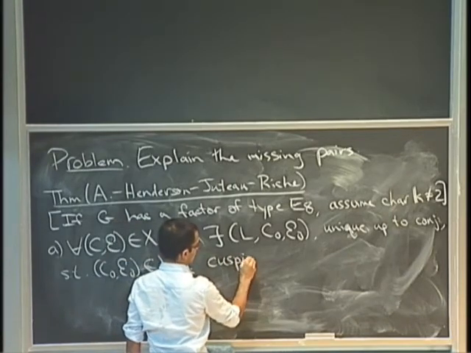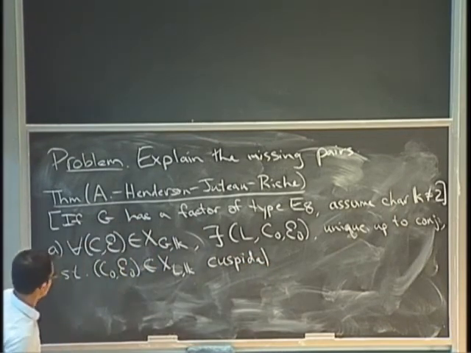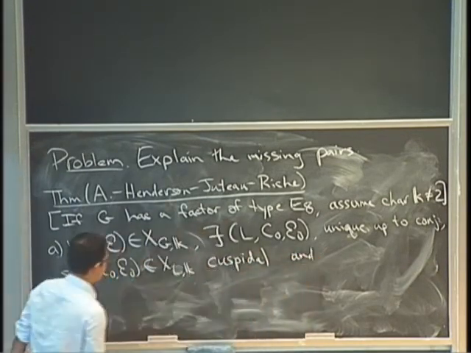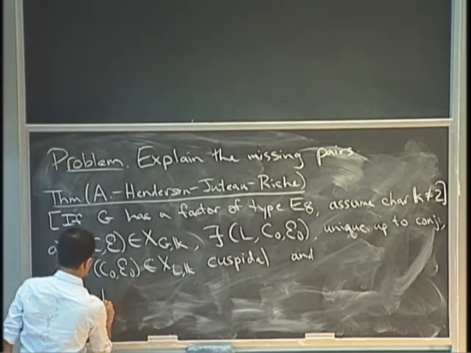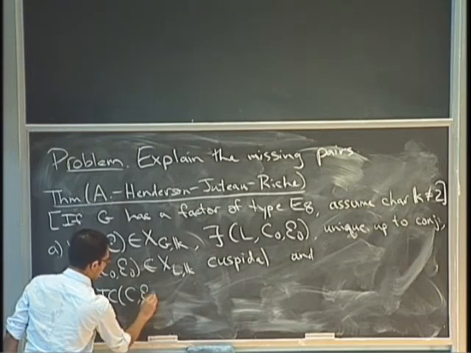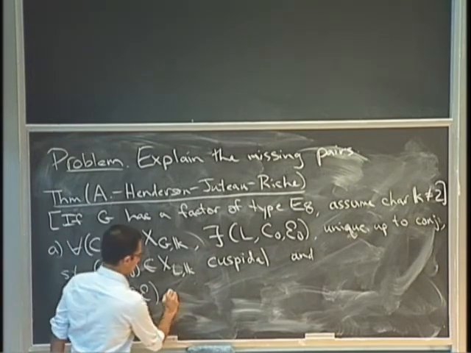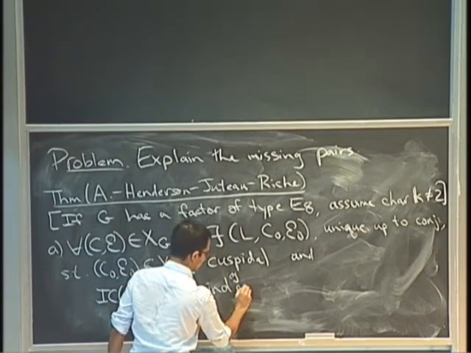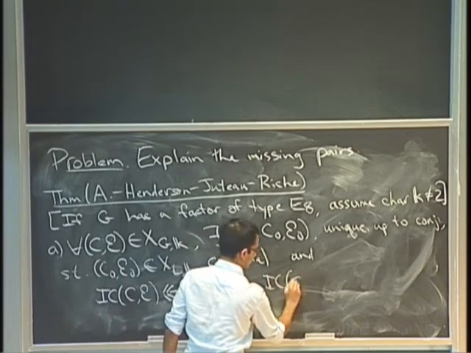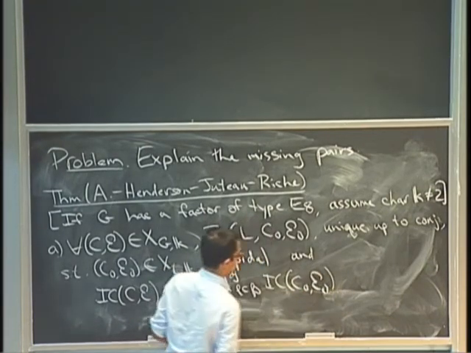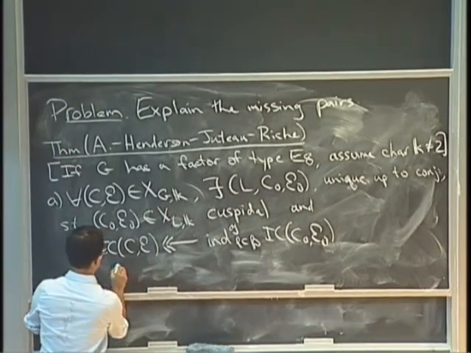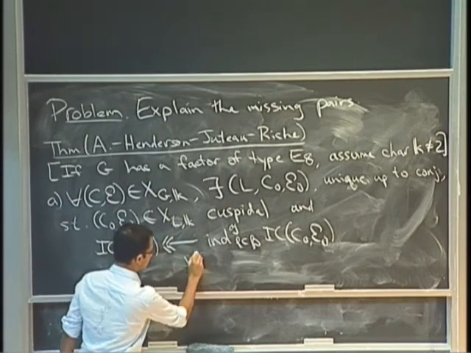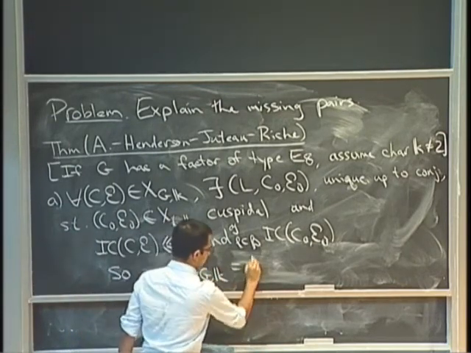And cuspidal has the same definition, meaning that its restriction to any Levi is zero. So there's a unique triple like this. And yesterday, the theorem was that the pair you start with is a direct summand of the induced thing. Well, now it's not going to be a direct summand. It's going to be a quotient. That means, as soon as you have this list of triples, you can split up XGK into induction series.